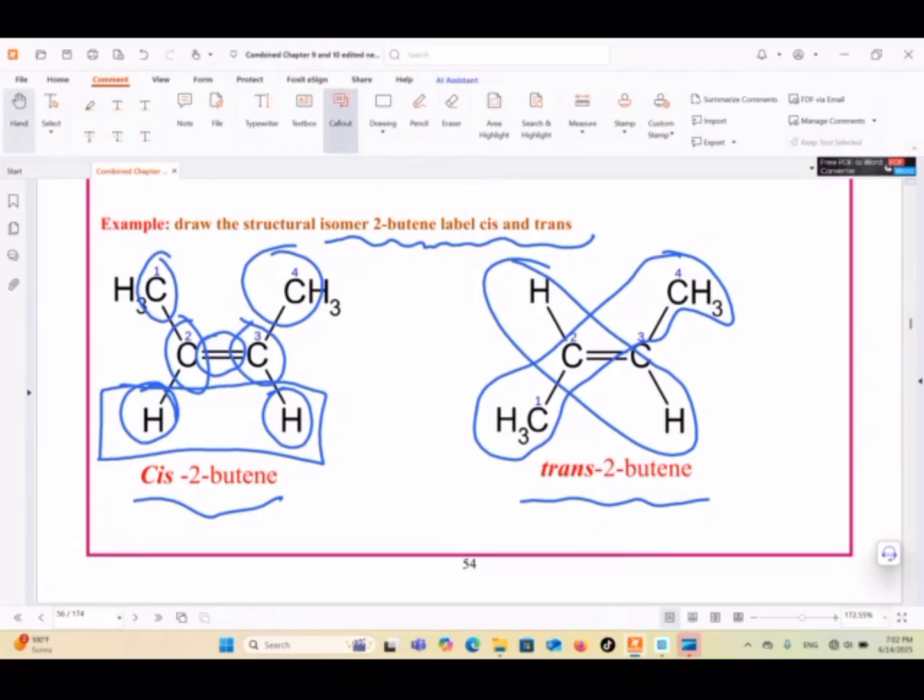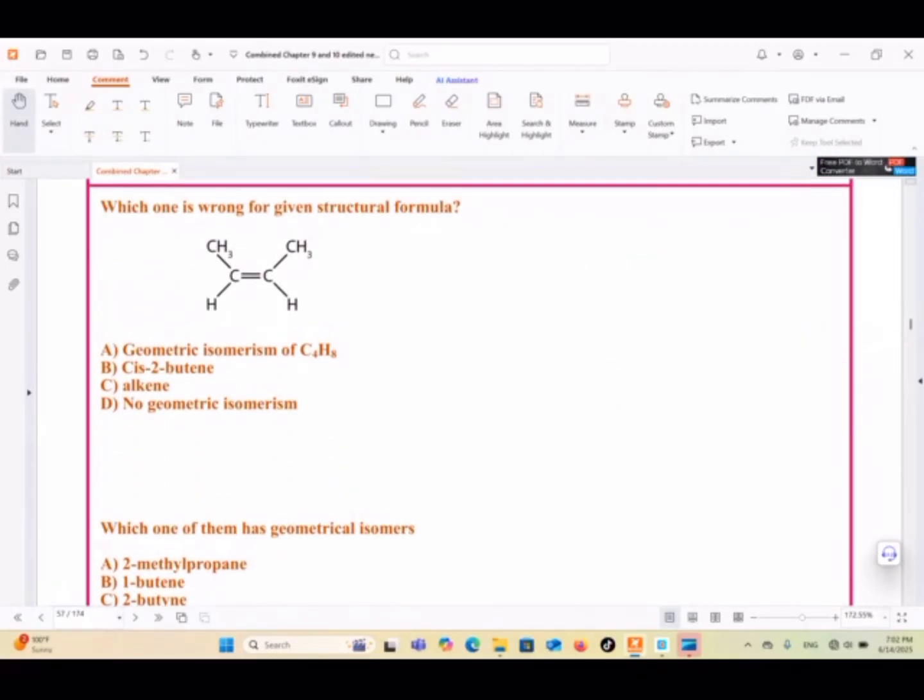Guys, let us solve more questions, more examples to be prepared well for the ministerial exam. Which one is wrong for a given structural formula? Guys, it says geometric isomerism of C4H8. Let us see, if we have C4H8, C1, 2, 3, 4. This is C4, and then we have 3 plus 3, 6 plus 2, 8. This is true, guys. But he said which one is wrong?